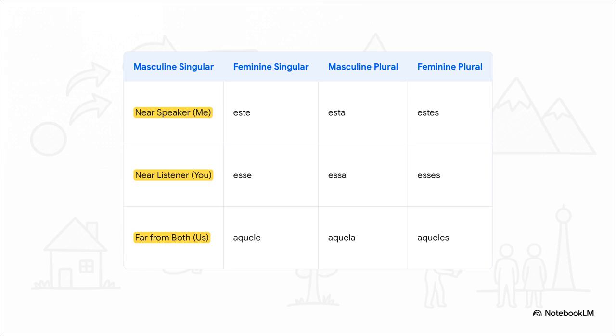So for example, this book right here, by me, is este libro. But if I have these flowers right here, they become estas flores. See how it just clicks into place? It's a super simple grid for a really powerful system.